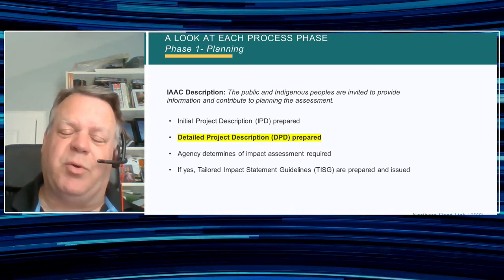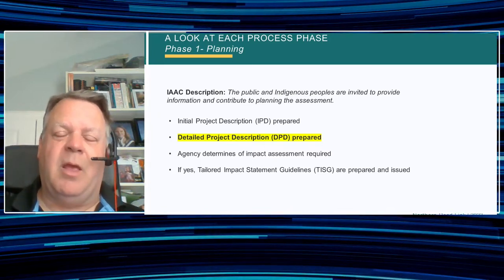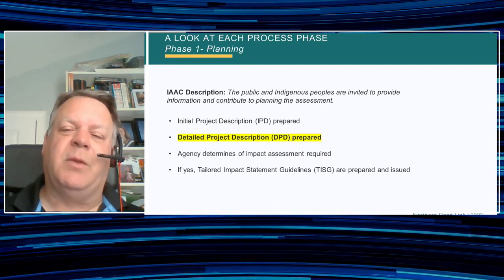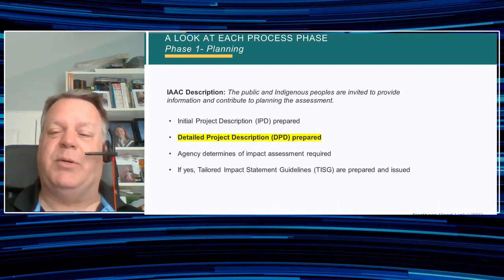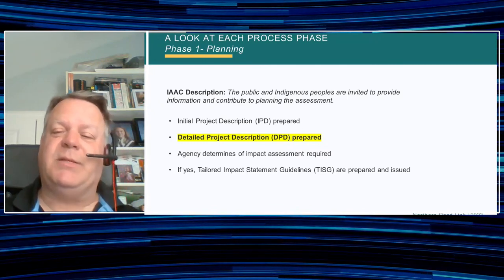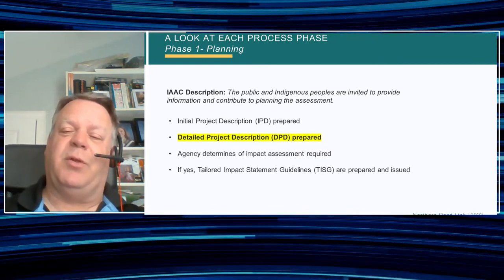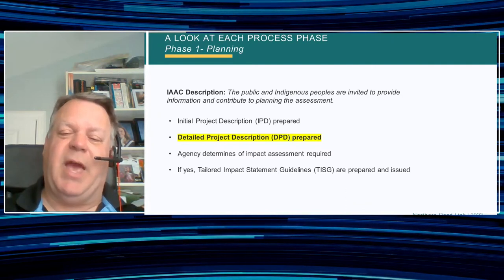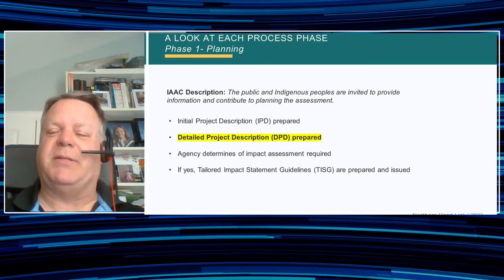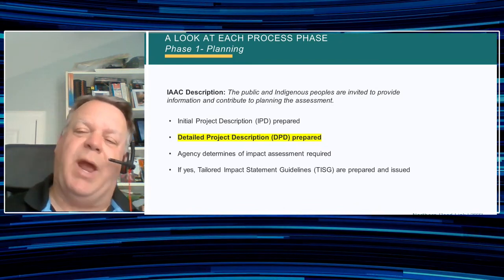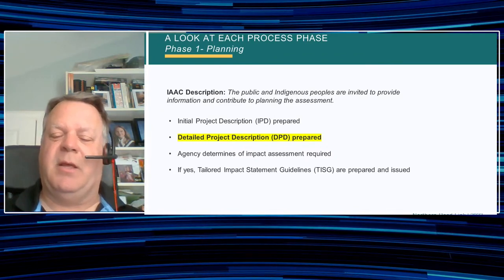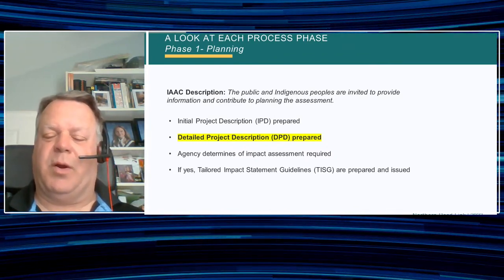So in the provincial process, you probably remember us talking about the terms of reference, which are actually prepared by the proponent or the initiator of the project. In this case, it's the Federal Impact Assessment Agency of Canada that prepares the TISG, these Tailored Impact Statement Guidelines, that direct the work that's done as part of the impact assessment work.